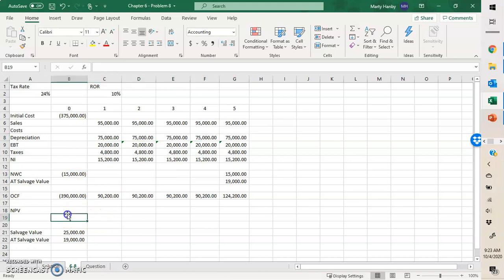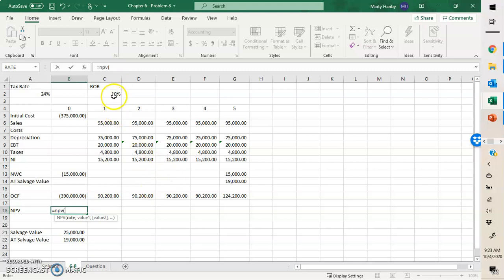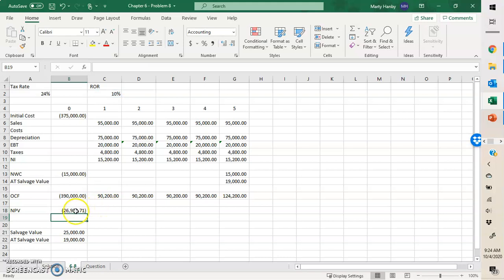So, all right. To calculate the NPV, equals NPV. So our rate is 10%. Then comma. Then we highlight our cash flows here, and we close paren. So again, the cash flows after the initial costs, and then we add back the initial costs, and we get an NPV of negative $26,959.71.